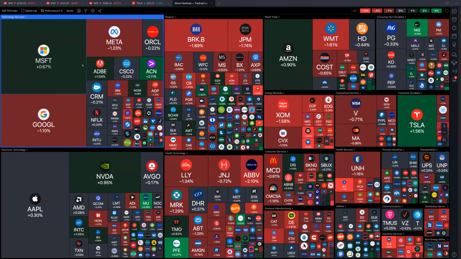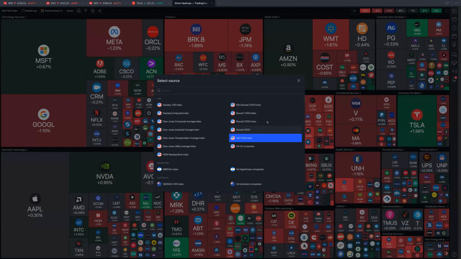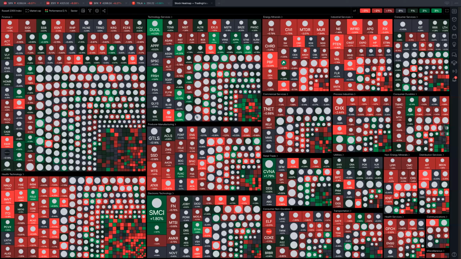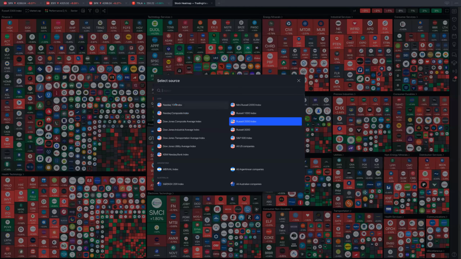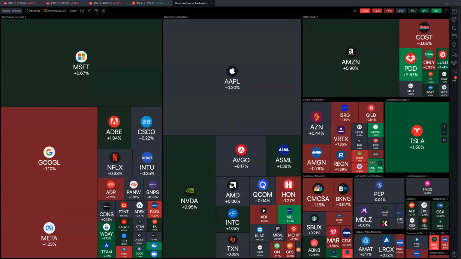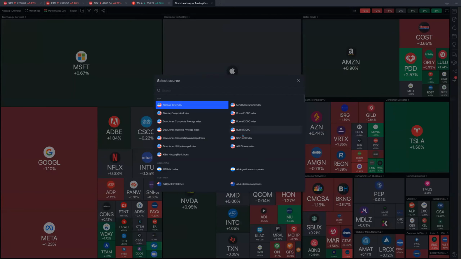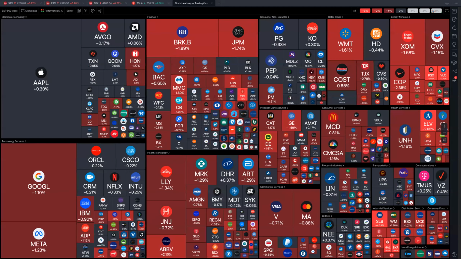Well, SPY is basically the S&P 500 index right here. So you can select the index over here, like Russell 2000. Where is NASDAQ? We got the NASDAQ here. So you can change that over here. But I usually just keep it on the S&P 500 index. And you can change what you see over here.